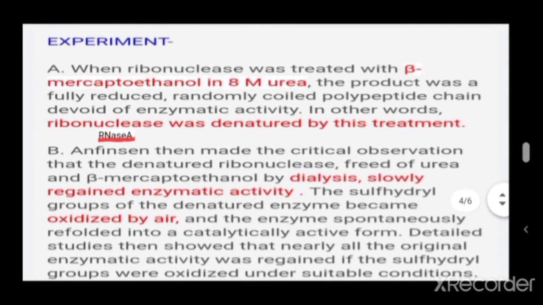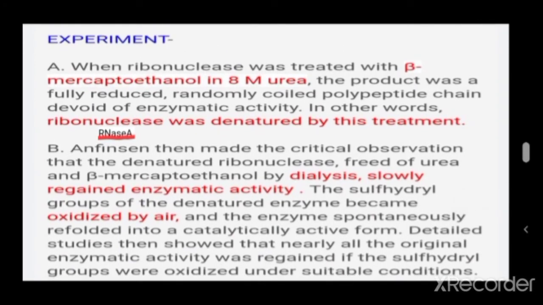So the first point is that he took the protein called ribonuclease. As I said, ribonuclease is made up of 124 amino acids and it generally cleaves RNA. This protein, ribonuclease, can be denatured by adding some chemicals or by heat. So let's see the process.